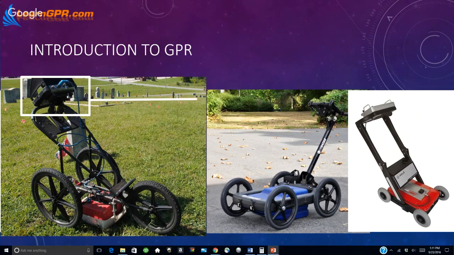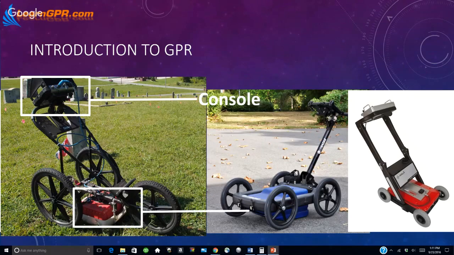Number one, a console. Every single GPR has a console. The one I point out here is a little more like a computer, but on the other units shown you have a Toughbook or whatever the case may be. What the console does is tell the antenna to send out the signal, and then it records the two-way travel time of that signal and the amplitude of its reflection, if there is some reflection below the ground surface. So the console and the antenna are the two components that every single GPR has in any circumstance.